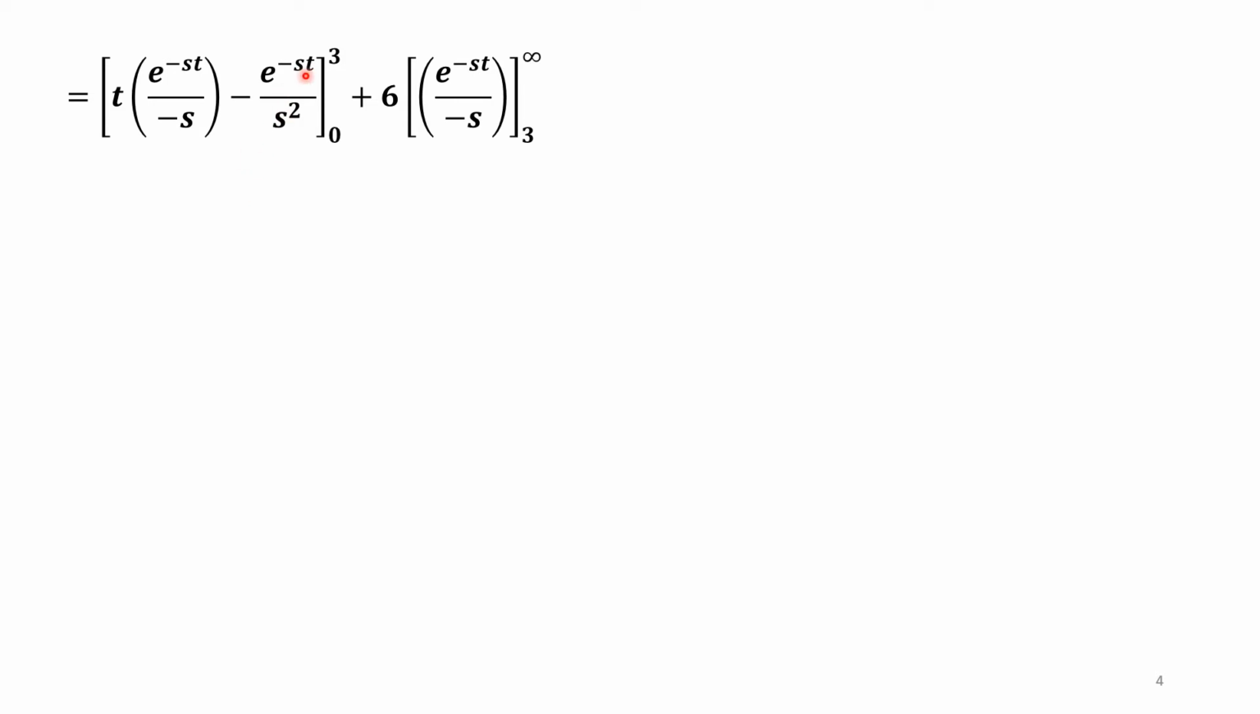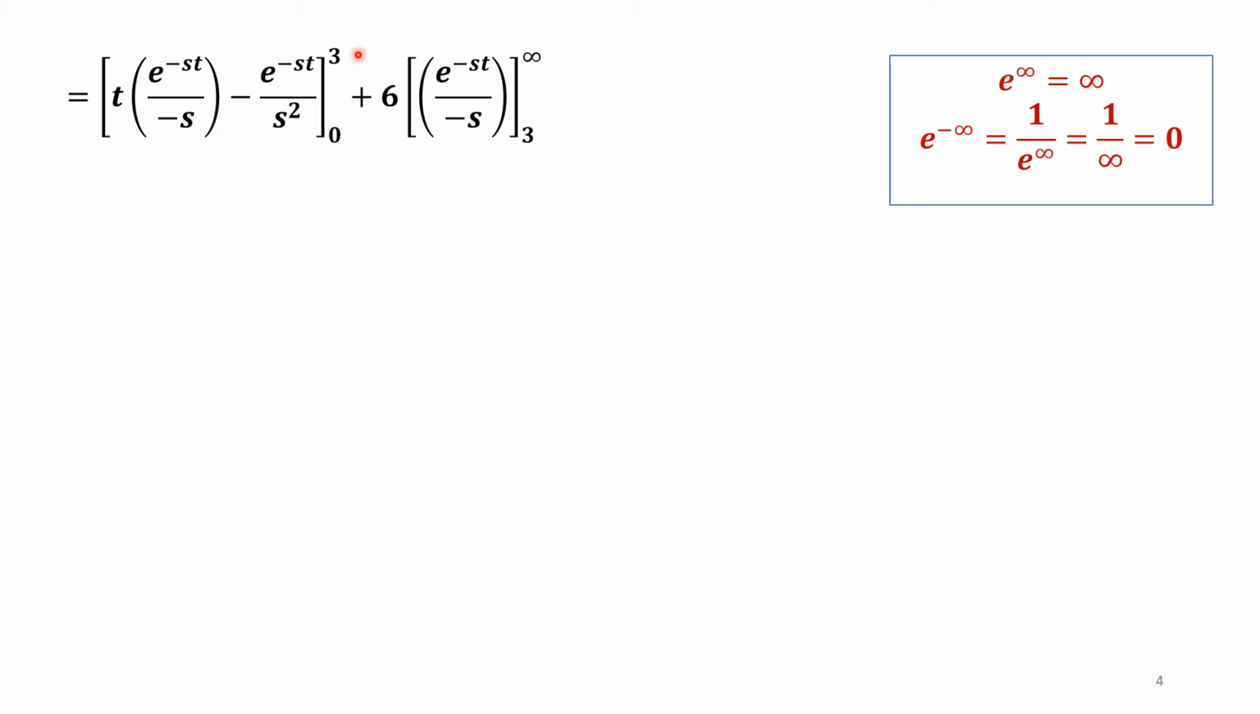So integration of e raised to minus st upon minus s will become e raised to minus st upon s square. Now apply the upper limit and the lower limit. E raised to minus infinity, we know it is equal to 0, because e raised to infinity is infinity, and e raised to minus infinity will become 1 upon infinity, that is equal to 0. So here when we apply t as infinity, we will get the answer to be equal to 0.